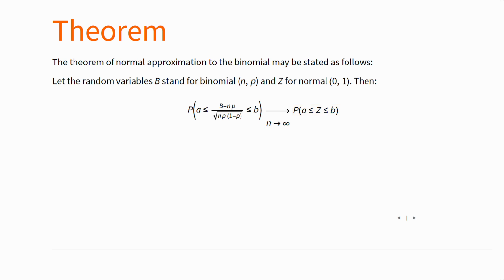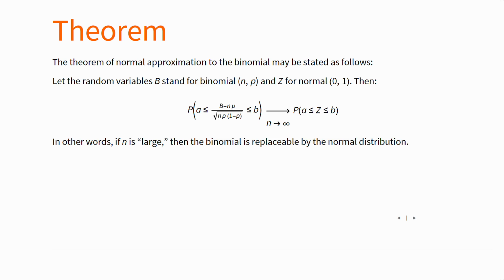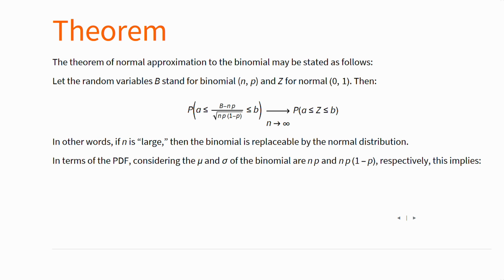In the same way that n is large in the law of large numbers, if n is large, the claim is that the binomial is replaceable by the normal distribution. Equivalently, in terms of the PDF, this would mean that the PDF of the binomial distribution tends to the normal distribution PDF, where the mean and the variance of the normal are the same as the binomial distribution.